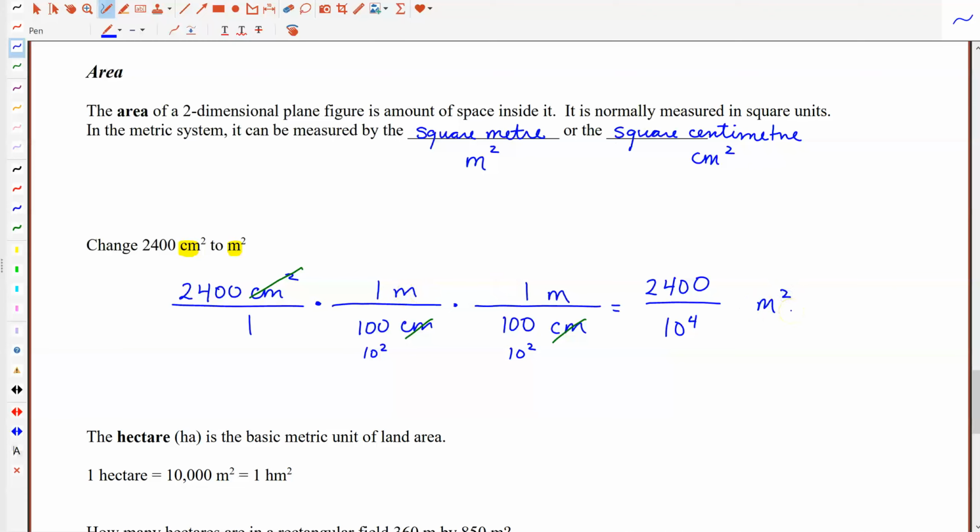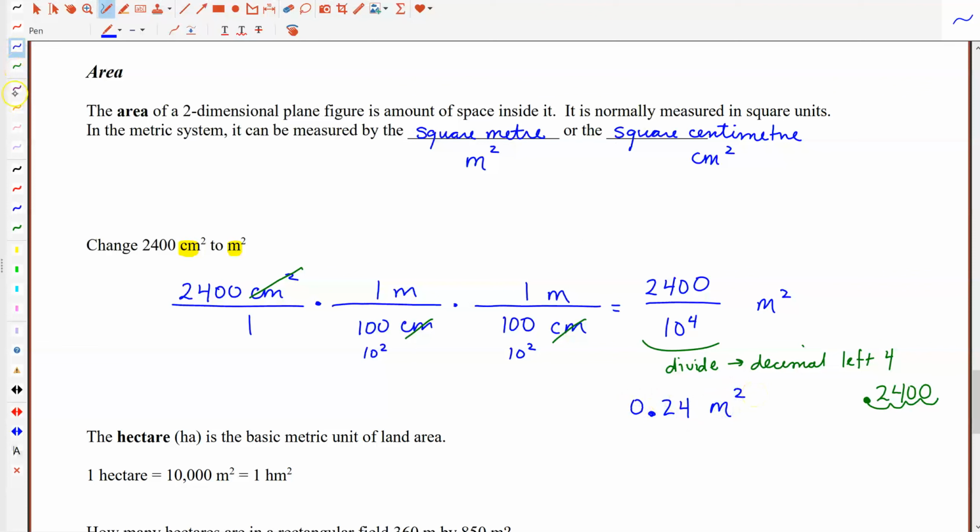And again, this is why it's really helpful to be working with these powers of 10, because in this case, because I'm dividing by a power of 10, that means you want to move the decimal point left, however big this exponent is. So since the exponent is 4, I want to move the decimal point left 4. So in the number 2,400, if I move the decimal point left 4, 1, 2, 3, 4, that's where the decimal point would be. So my final answer would be 0.24, and then square meters is the units on my final answer.